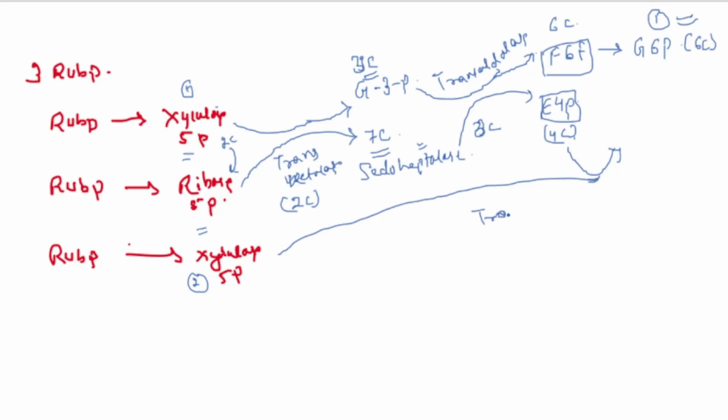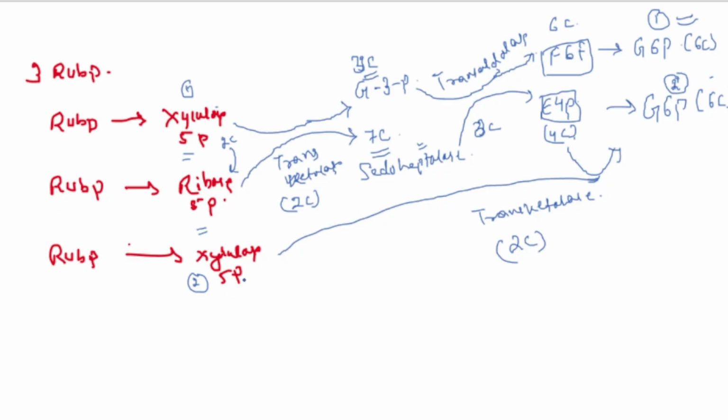If transketolase is working, how many carbons will it transfer? It will transfer 2 carbons. From 5 carbon, 2 carbon is being given to this erythrose 4-phosphate. So what happens here? There is a 6 carbon containing compound which is known as glucose 6-phosphate. This is the second glucose 6-phosphate which is being regenerated.